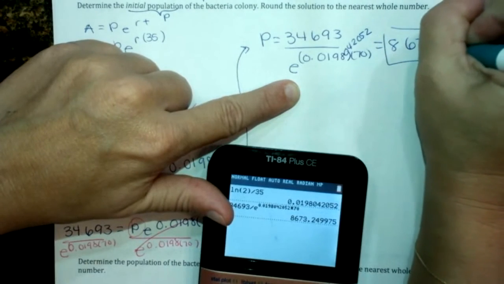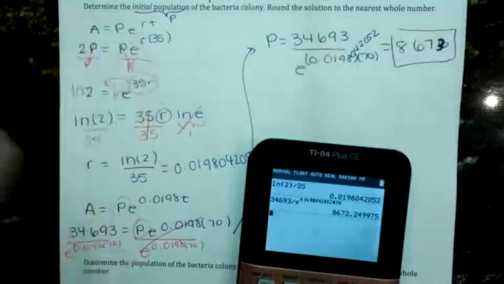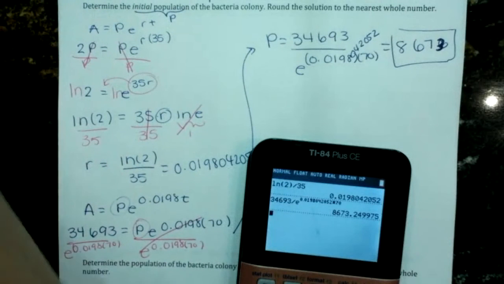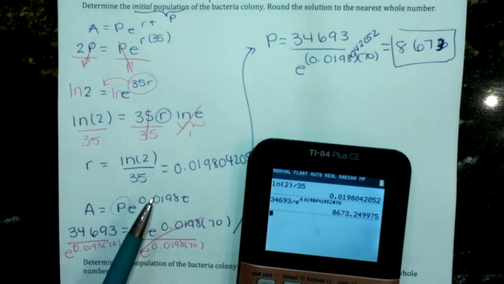So remember when I said don't round until the very end? This is why you don't round until the very end. So just make sure that I only did 4 decimal places. Probably do more than 4. I was just being lazy.